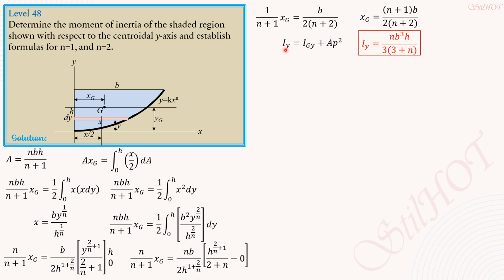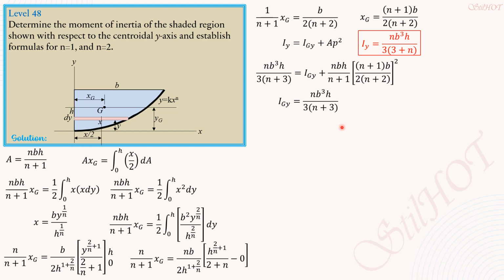So you just look at the derivation of this formula from level 4. So substitute here. Area is n b h over n plus 1, and p is xg, actually. So n b cube h over 3 quantity n plus 3 equals Igy plus n b h over n plus 1 times quantity n plus 1 b over 2 quantity n plus 2 square. If we simplify this, this is n b cube h, n plus 1 over 4 quantity n plus 2 square. So we can cancel n plus 1. So Igy equals n b cube h over 3 quantity n plus 3 minus n b cube h, n plus 1 over 4, because 2 square is 4, quantity n plus 2 square. So the LCD is 12 quantity n plus 3 quantity n plus 2 square.